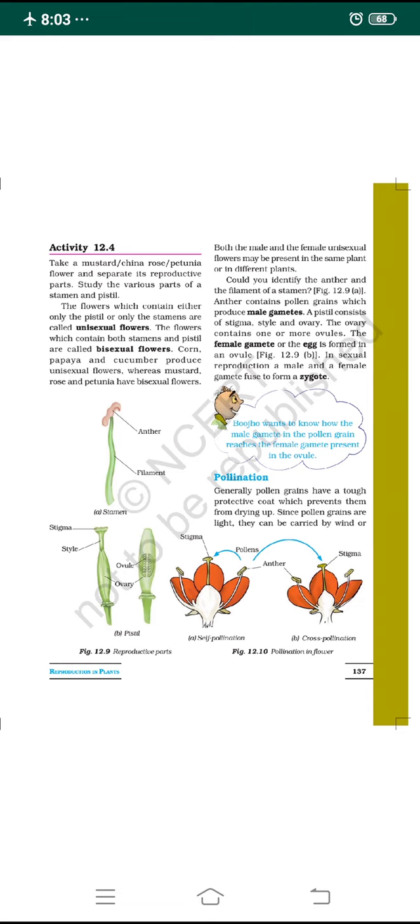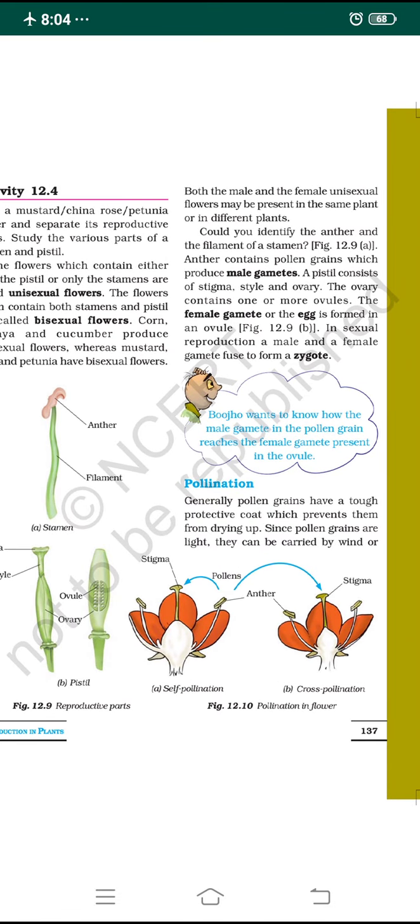Dear students, you have to keep in mind that pollination is very important in the reproduction of plants, because this is one of the reasons through which reproduction takes place in plants. So what is pollination? Generally, pollen grains have a tough protective coat which prevents them from drying up. They should not dry up very soon, so that they can have a long life. Hence they have a tough protective coat on them.